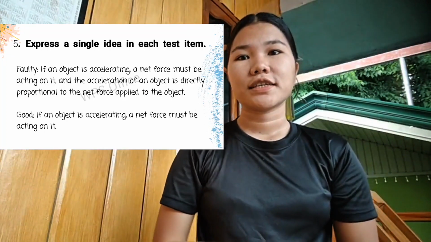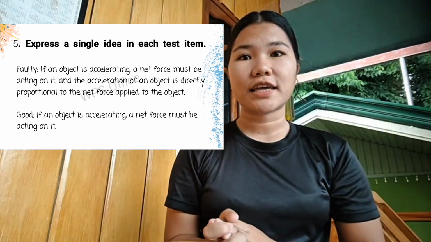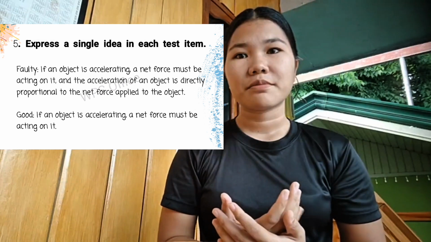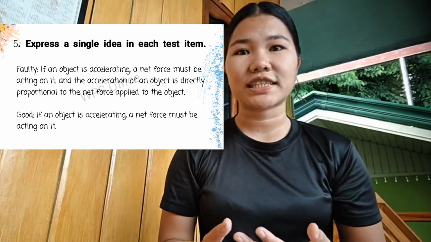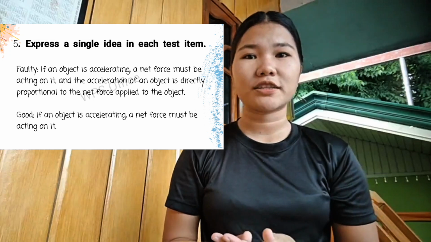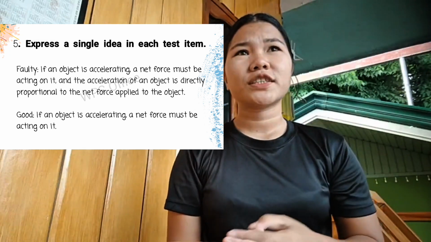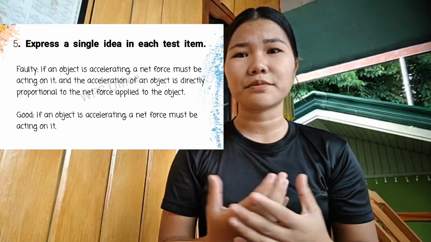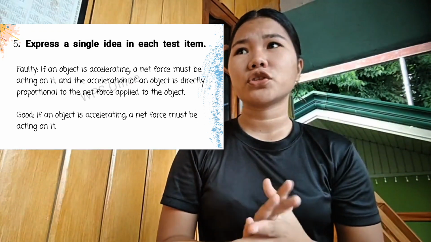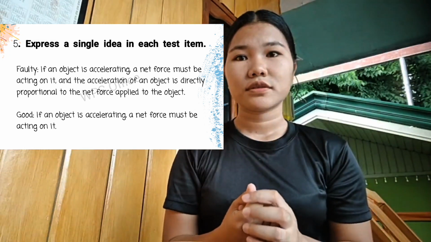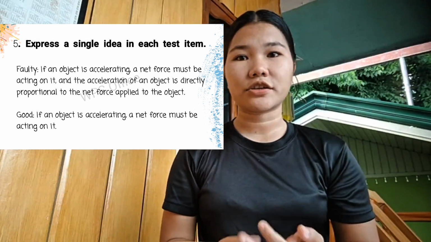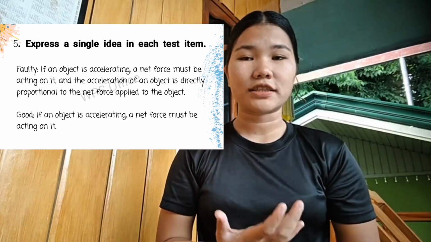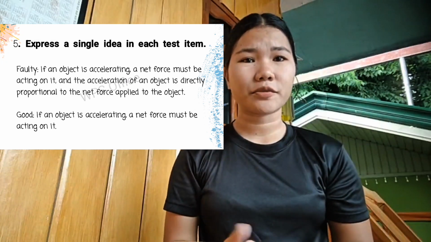The fifth one is express a single idea in each test item. For example, if an object is accelerating, a net force must be acting on it, and the acceleration of an object is directly proportional to the net force applied to the object. Instead of using a lot of ideas, you should just use one to avoid confusion and so that the students would understand it clearly. The good one is, if an object is accelerating, a net force must be acting on it. So it is easy and understandable, right?